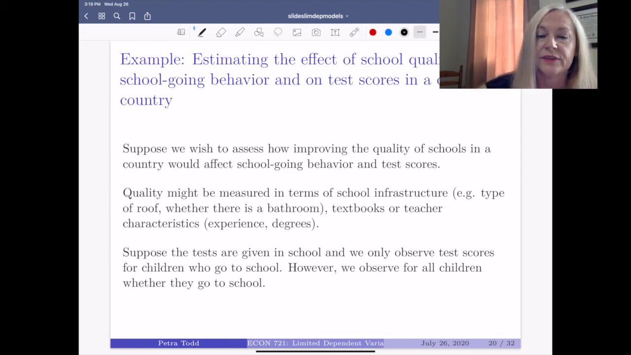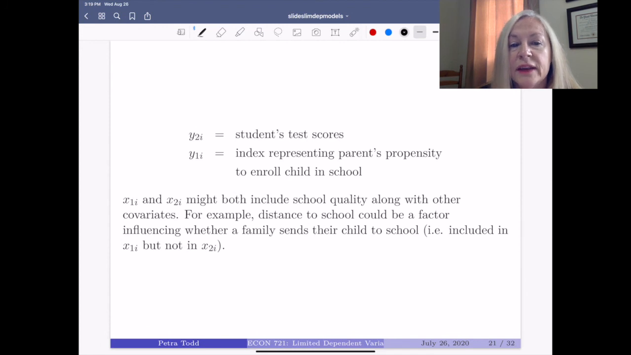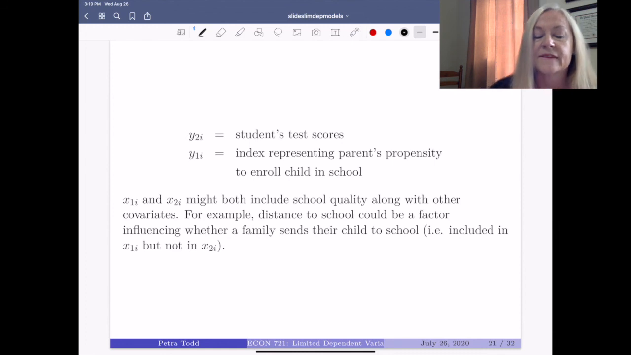Okay, so how does this fit within the Tobit model framework? Y2 would be test scores, and Y1 would be the index about whether parents enroll their kids in school. And so you only see Y2 if the child is enrolled in school. Okay. And there could be some variables that enter into Y1.